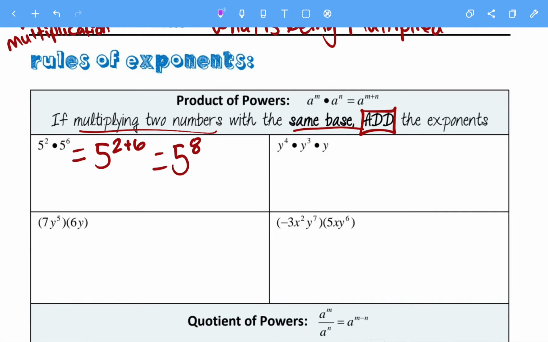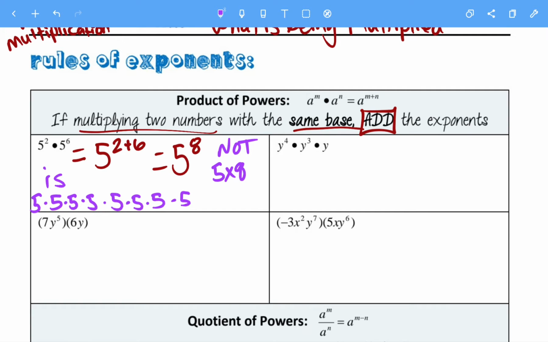Okay, that's a big number. It's like 39,625. So I want to remind you, this is not the same as 5 times 8. It is 5 times 5 times 5 times 5 times 5 times 5 times 5 times 5. A lot of fives. Okay? But that's it. That's the product of powers rule.